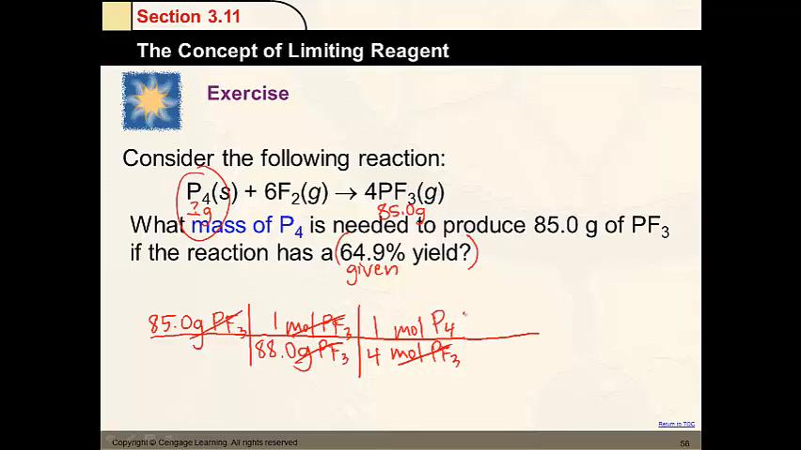And the problem asks for me to give this answer as a mass. So I'm going to convert from moles of P4 to grams of P4. Now phosphorus, just one atom of phosphorus has a mass of 31, so 31 times 4 is 124 grams. Moles cancel out. So when I do my work here, 85 on the top times 124, I divide by 88 and divide also by 4, and I get 29.9.